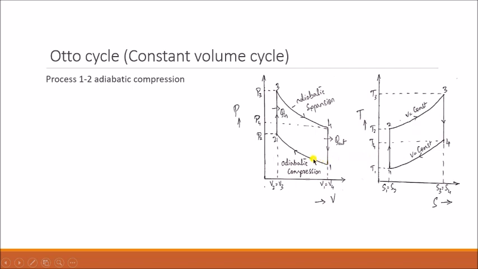Once the air is supplied, the piston is moved from bottom to top, or from right to left, so that the air is compressed. Okay, during this compression, no heat is added or rejected.